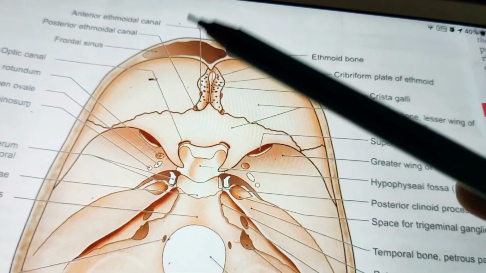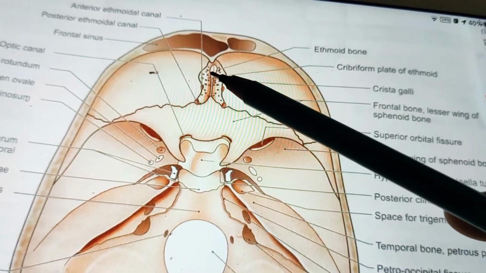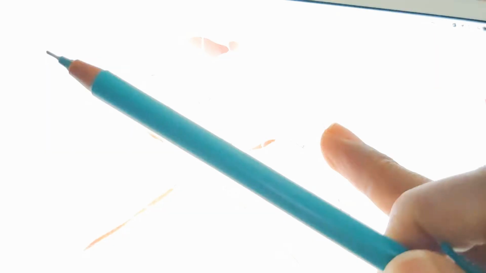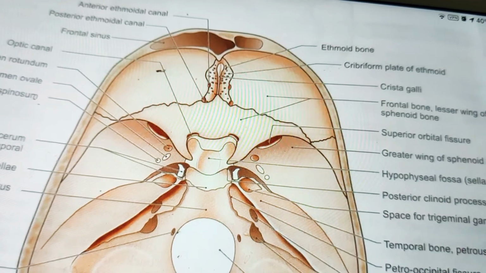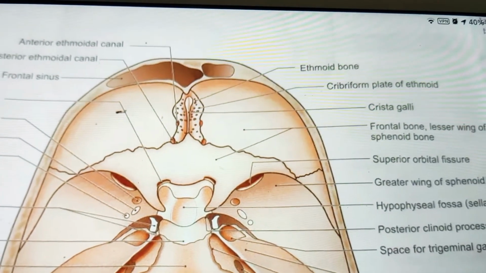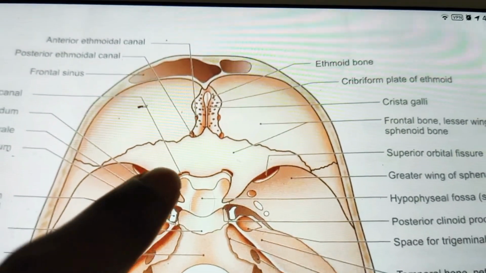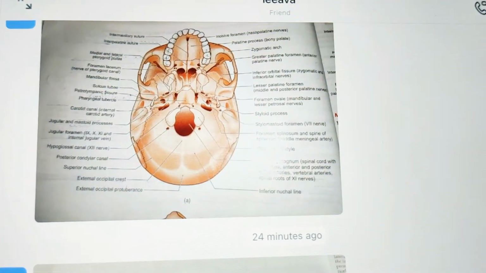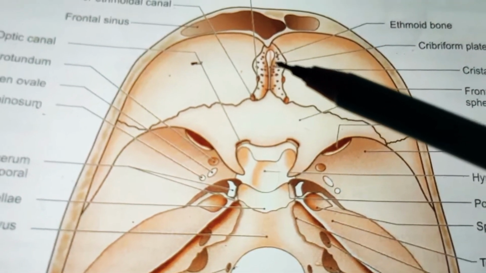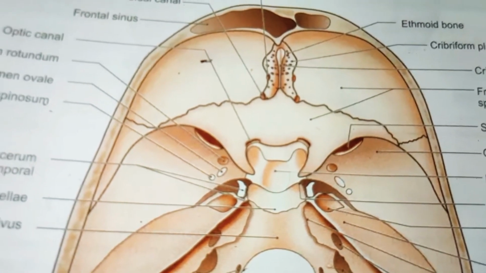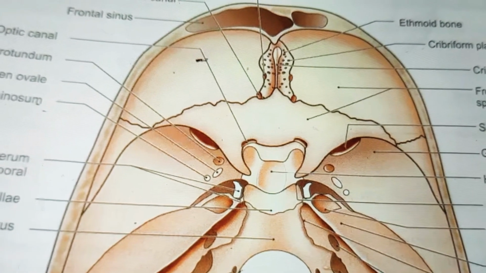In the middle of the ethmoid bone you can see a projection that is called crista galli. So you can see this is the crista galli. And if you observe the relation of this anterior canal, it is behind the crista galli. So that is also an important point.